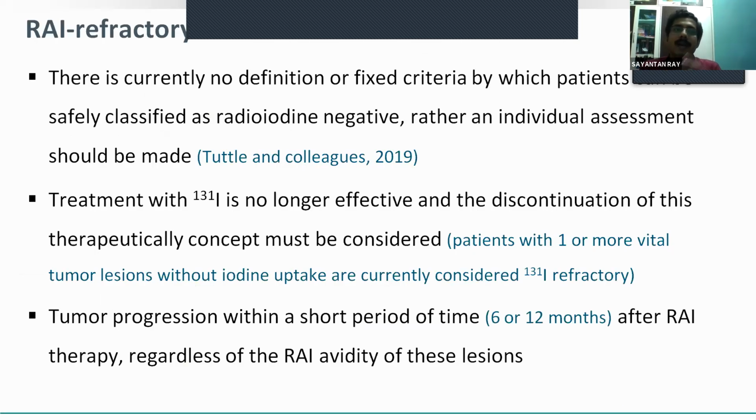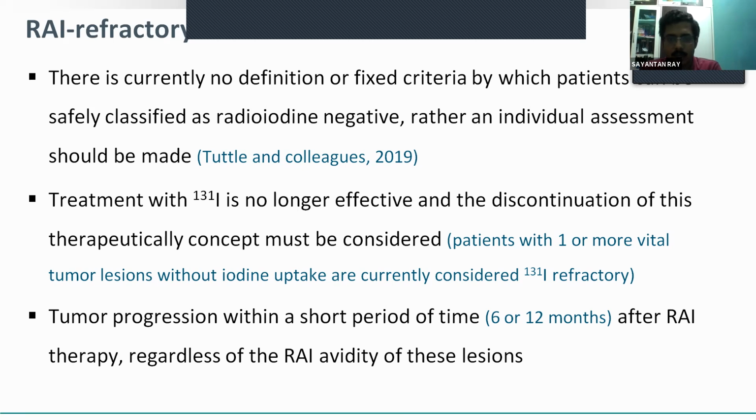The last part is radioiodine refractory disease. There is currently no definition or fixed criteria by which patients can safely be classified as radioiodine negative. We need individual assessment, as also emphasized by Tuttle and colleagues in the latest consensus recommendation. It implies generally that treatment with I131 is no longer effective, and discontinuation of this concept must be considered if the patient has one or more vital tumor lesions without iodine uptake.